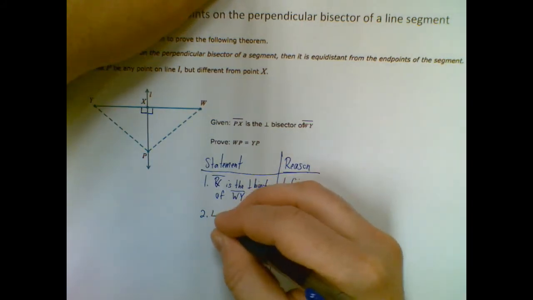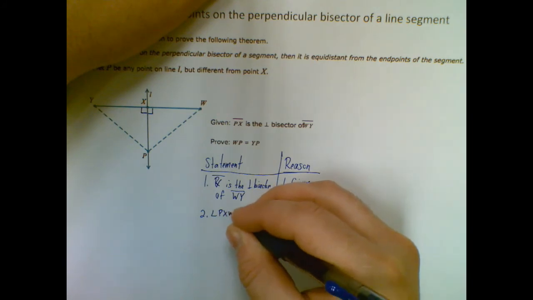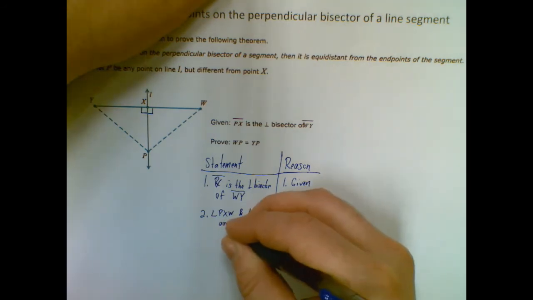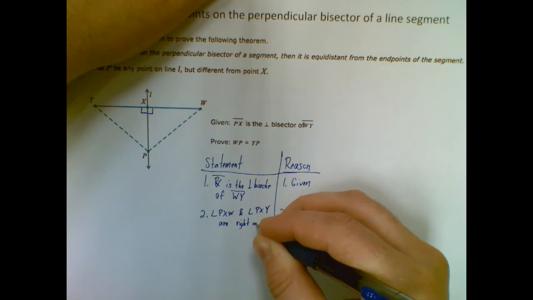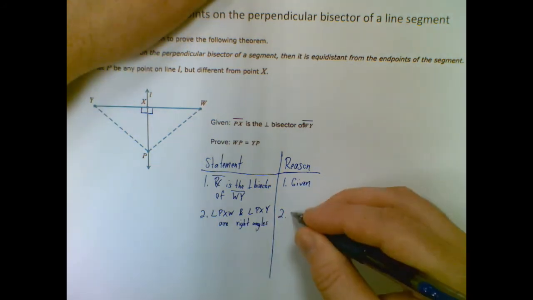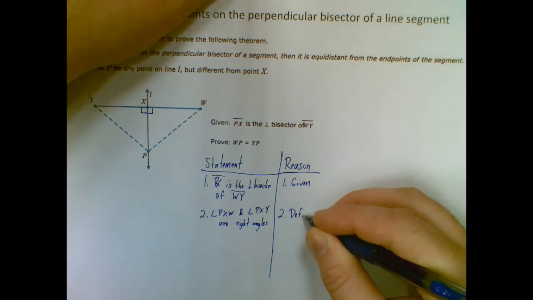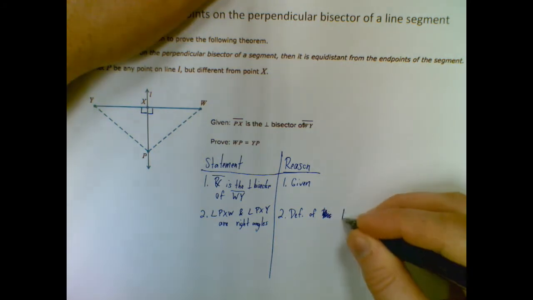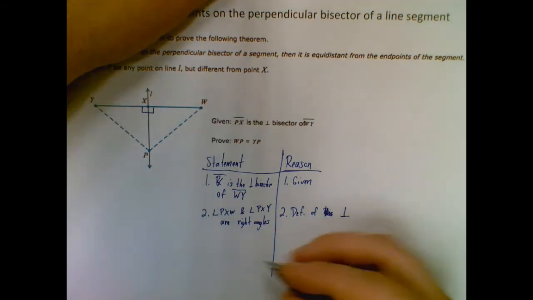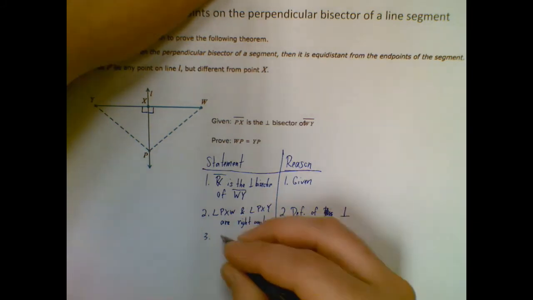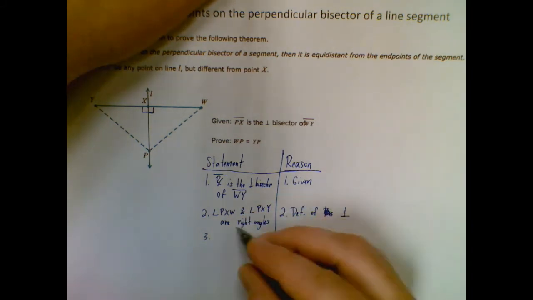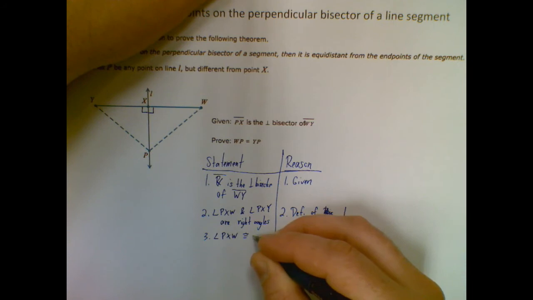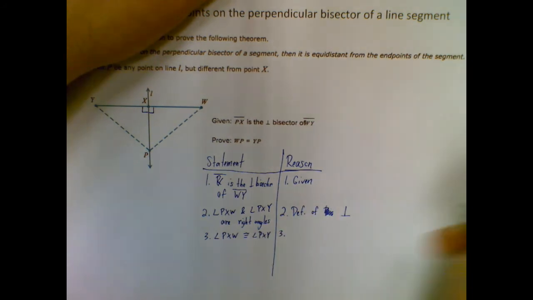So angle PXW and angle PXY are right angles by the definition of perpendicular. And because they're both right angles, they are congruent to each other. Okay.